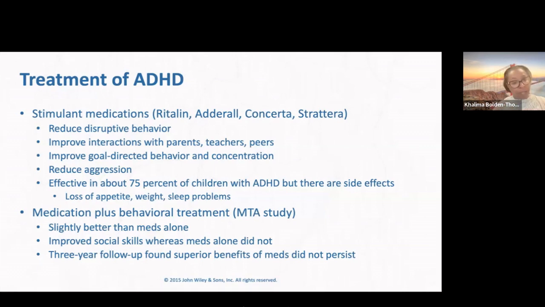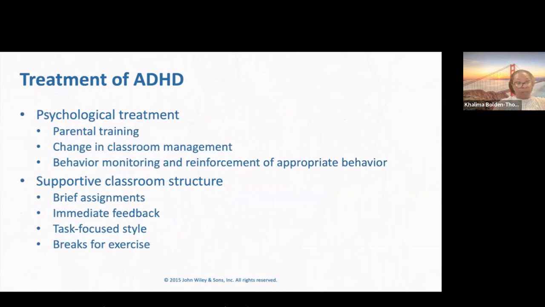The best gold standard is medication plus behavioral treatment. It says here slightly better than meds alone. That ain't true. Newer studies, 2020 and 2021, have shown significant improvement in behavioral methods for ADHD, and even longitudinal studies have found that the superiority of meds to start with, in those first 0 to 6 months of treatment, diminishes after 3 years. So psychological treatment often includes twofold: parent training and kiddo behavior monitoring and reinforcement of appropriate behavior. So lots of reward systems.